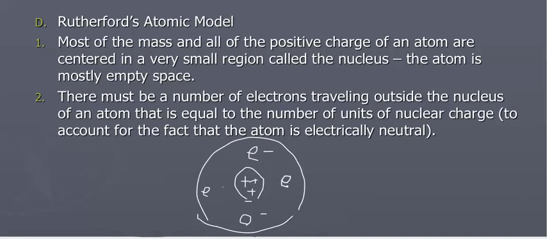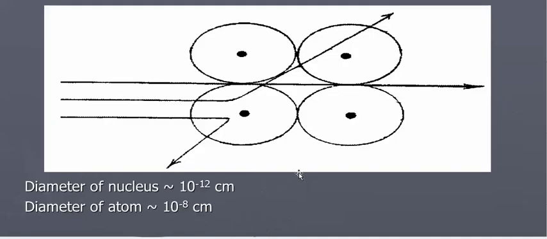So Rutherford, based on the gold foil experiment, came up with the idea of the nucleus and that most of the atom is empty space. Here's just another picture of the gold foil experiment. And you have your alpha particles.